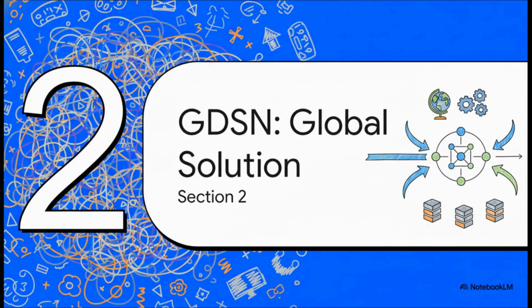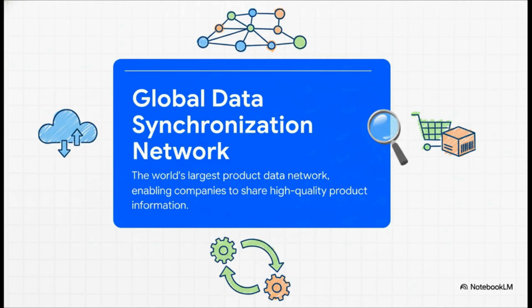So this is exactly the problem that GDSN was built to solve. And it's not some temporary Band-Aid fix. It's a permanent, global infrastructure designed to bring order to this data chaos for good. So what is it officially? The GDSN is the world's largest product data network. That's a big title, but its mission is simple: to make it possible for any company, anywhere in the world, to share one set of high-quality, trusted product information with all of their trading partners.